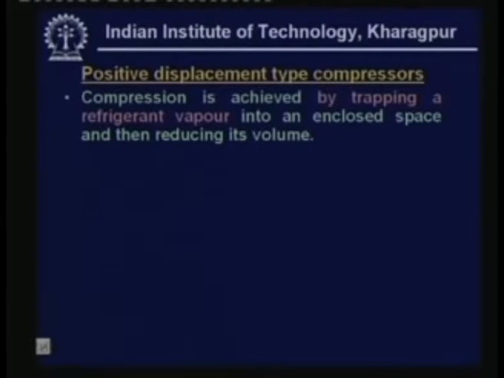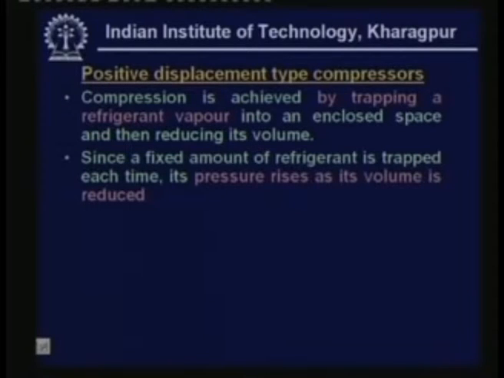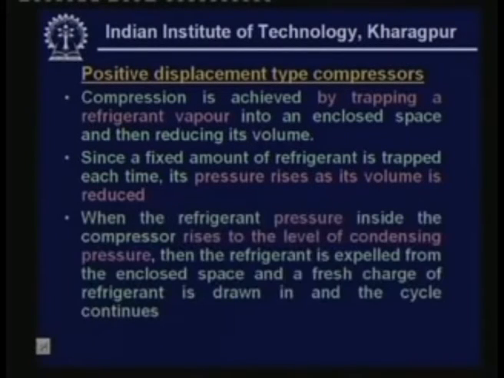In these compressors, compression is achieved by trapping a refrigerant vapor into an enclosed space and then reducing its volume. Since a fixed amount of refrigerant is trapped each time, its pressure rises as its volume is reduced. When the refrigerant pressure inside the compressor rises to the level of condensing pressure, then the refrigerant is expelled from the enclosed space and a fresh charge of refrigerant is drawn in and the cycle continues.